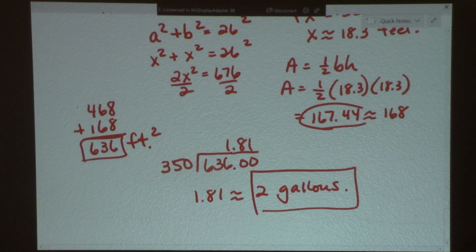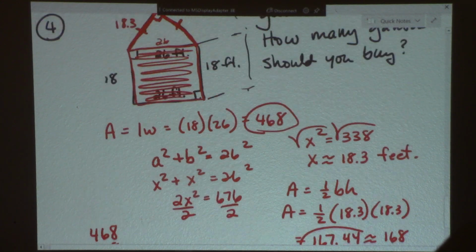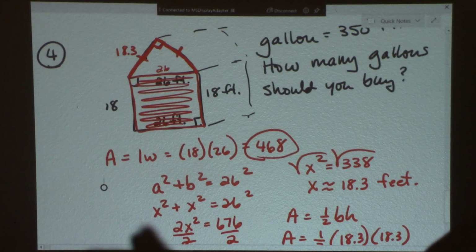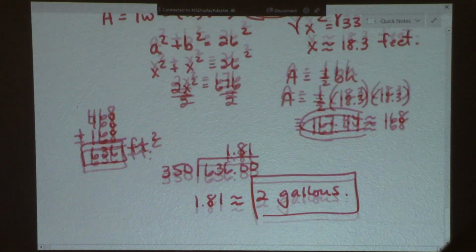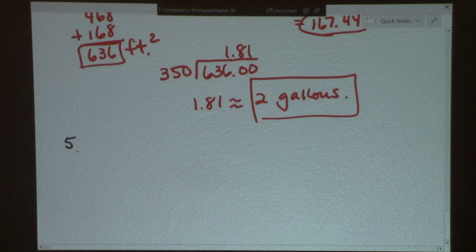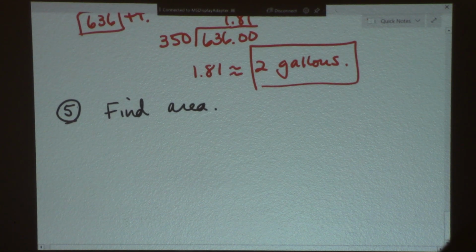All right, we're going to do one more. That was number 4. I'm going to change colors again, back to black. And we're going to do number 5. Okay, find the area. And I have this picture that looks like this.